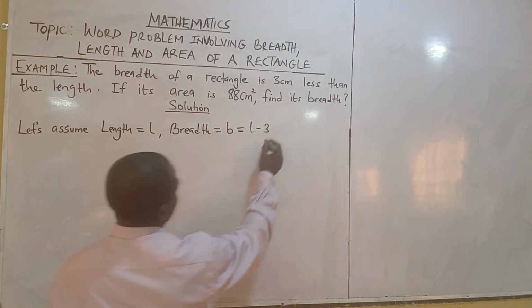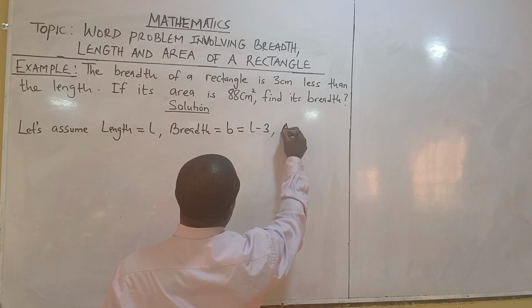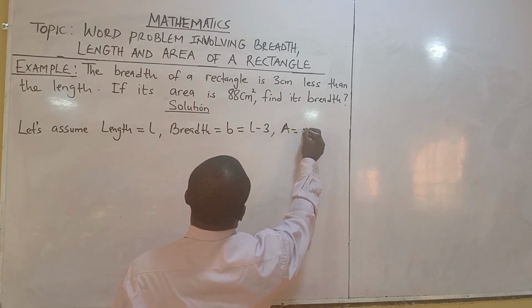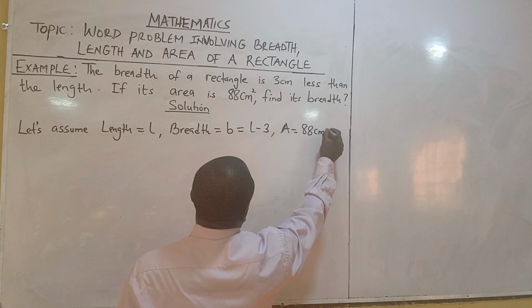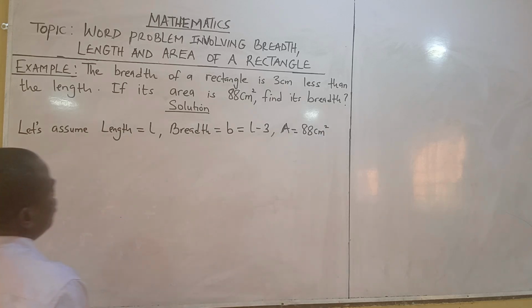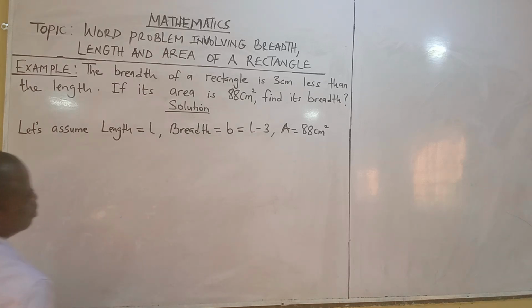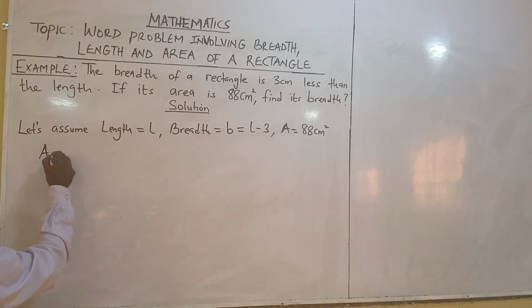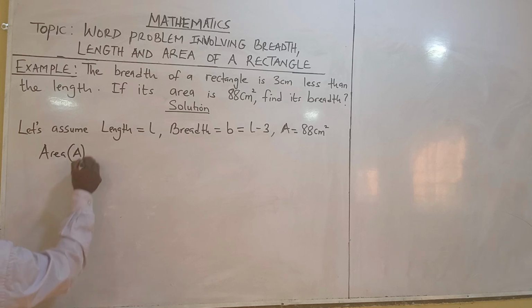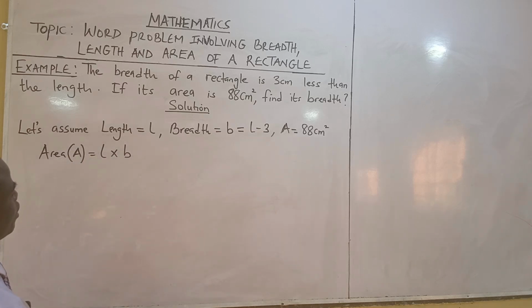And if its area is 88 centimeters squared, find its breadth. Don't forget that the breadth equals B. Okay? Now area A is length times breadth. Is that okay? Area of a rectangle, length times breadth.